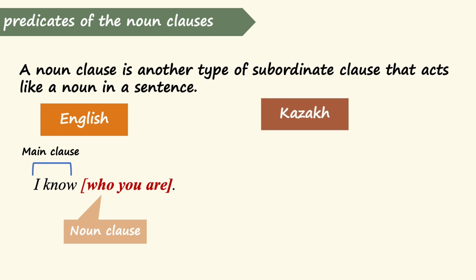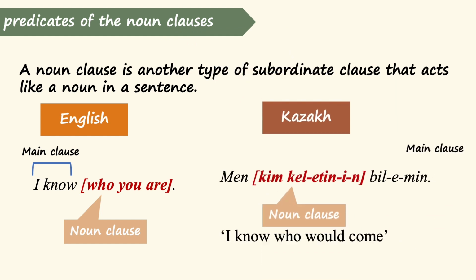For example, men kim keletinin bilemin. I know who would come. In this example, the subject of the noun clause is kim, who, and the verb is keletinin, of which the verb root kel, to come, takes the present participle eten, third person possessive suffix i, and accusative case n. The main clause is men bilemin, I know.